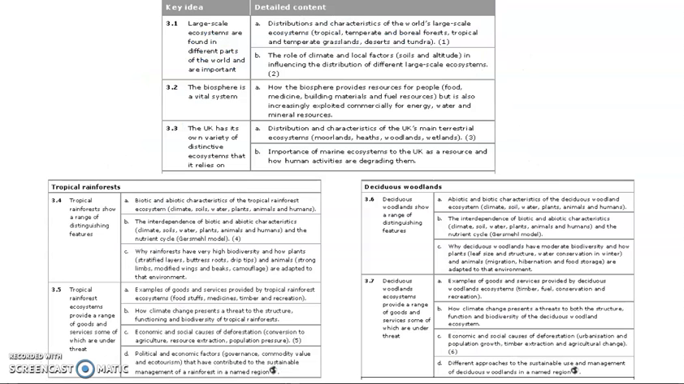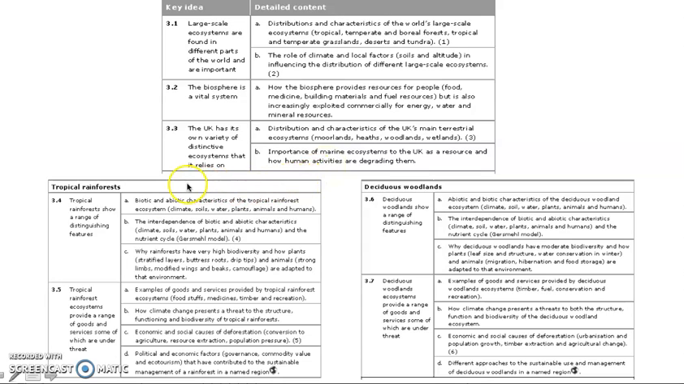So first of all, always important, let's have a look at the specification. You can see it's split into three main parts. One is an overview of the different ecosystems. It's looking at how an ecosystem works, the different ecosystems and biomes within the world, and how it is an important system. We then look at the UK and the different ecosystems within the UK.